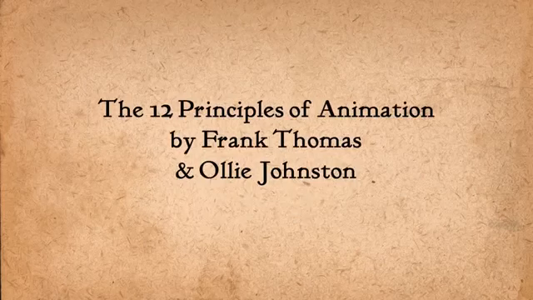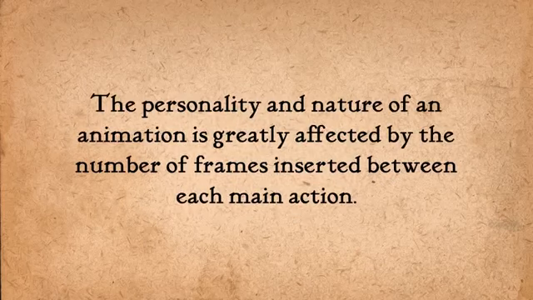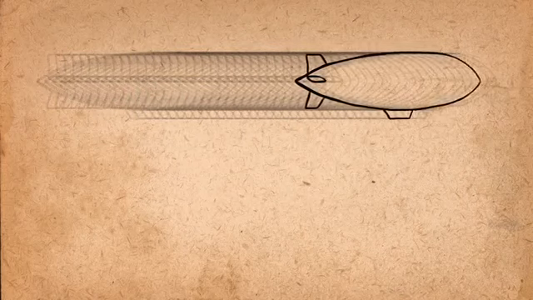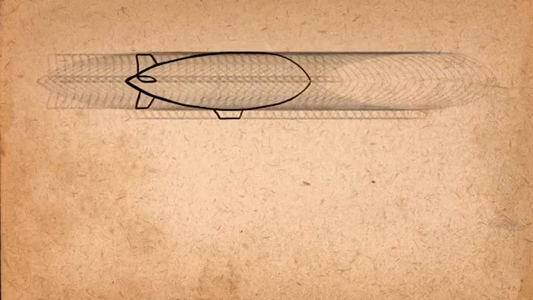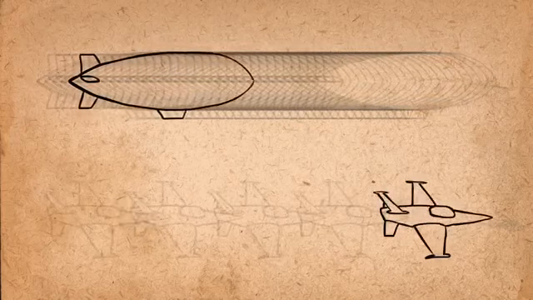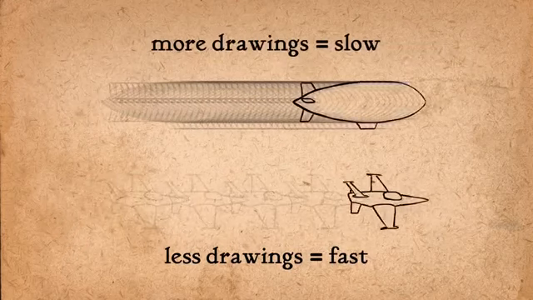So the next principle is called timing. This principle states that the personality and nature of an animation is greatly affected by the number of frames inserted between each main action. Basically, if you have many drawings that are very close together in between the two main poses, the action will be very slow. If you have very few drawings set far apart from each other, the action will be very fast. Less drawings means fast, more drawings means slow.